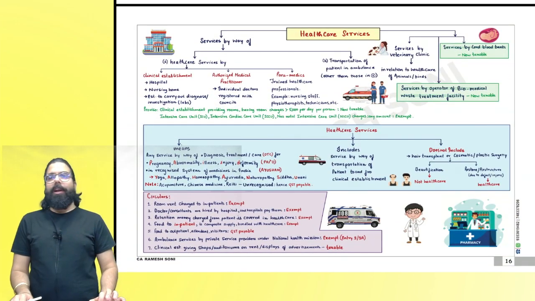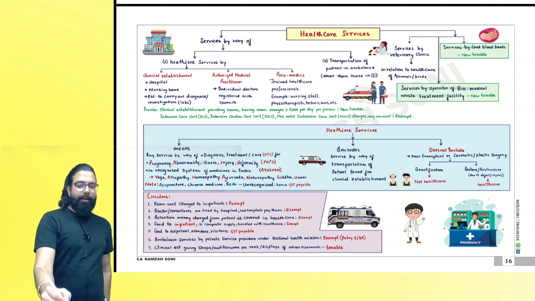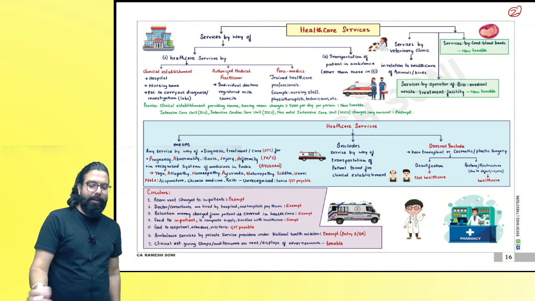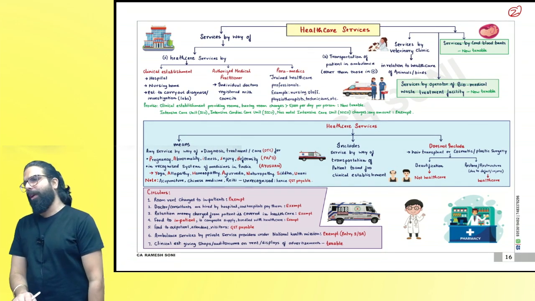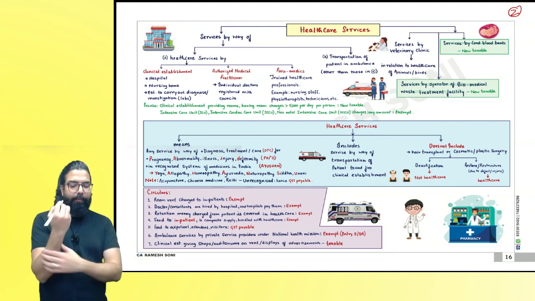Now, the next chart is relating to health services. 2 marks, 2 marks, 2 marks. I feel they will ask you because there are a lot of small, small changes over here and there. Everyone, listen to me very carefully.